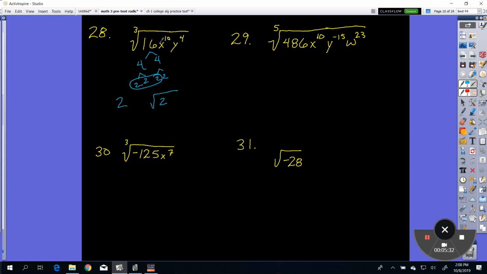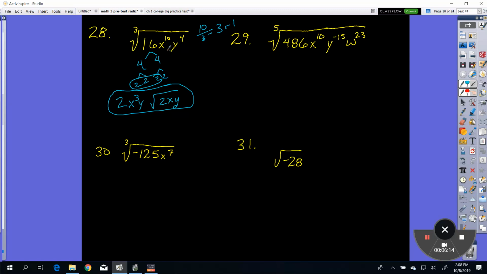X to the 10th, the easy way to do these is to take that power and divide it by the number on the outside. So 10 divided by 3 is 3. So I know I can get 3 whole groups with 1 left over. You remember doing that? So 10 divided by 3 is 3 with the remainder of 1. So how many groups of 3 can we make out of 4? 1 with the remainder of 1. So there's one group of y's, they come out, and there's one remainder left over. So the ones that didn't come out are x and y.